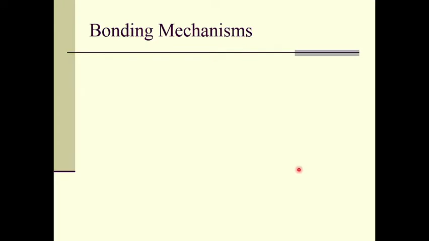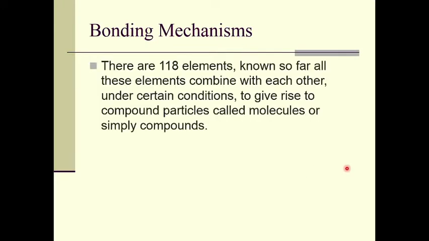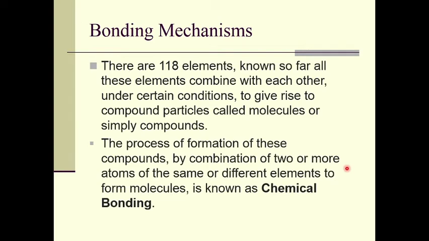So now let us study the bonding mechanism. We have already discussed there are 118 elements known so far. All these elements can combine with each other under certain conditions. Under those conditions they give rise to compounds, particles called molecules or simply compounds. So when two or more atoms come together and combine, they can form molecules, right, or compounds, right?